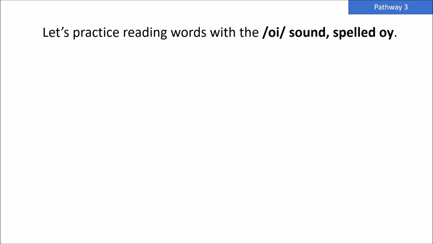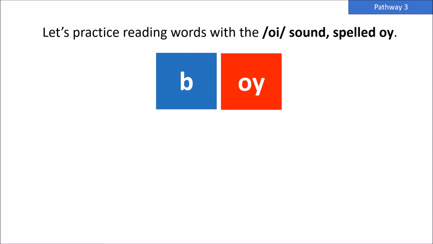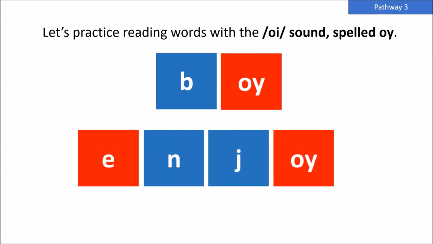Let's practice reading words with the oi sound spelled O-Y. Try reading this first word. If you read the word as boy, you are correct. Try reading this next word. If you said enjoy, you are correct.